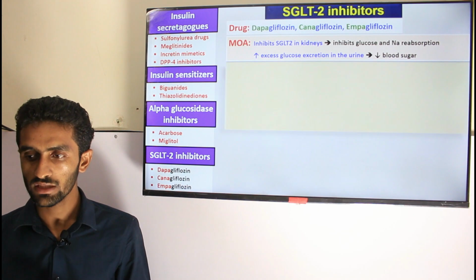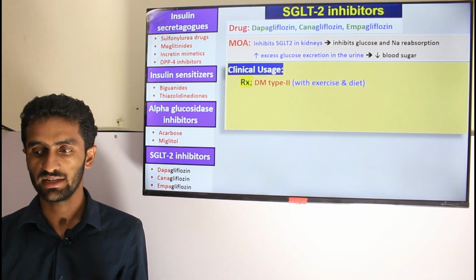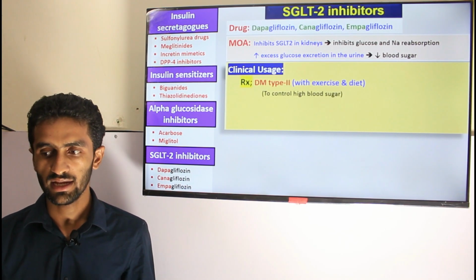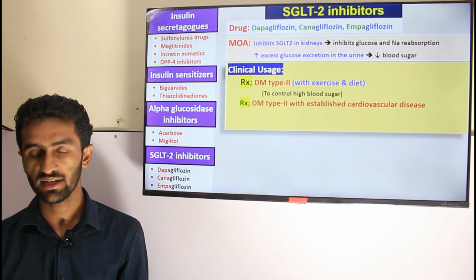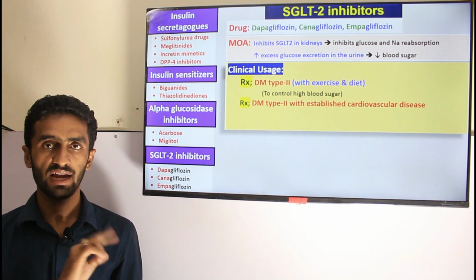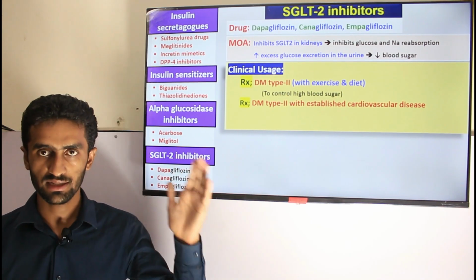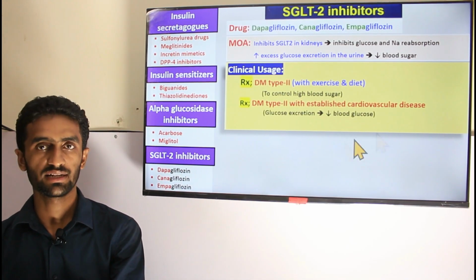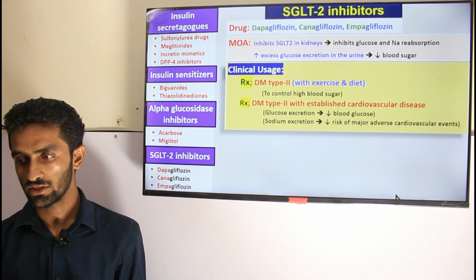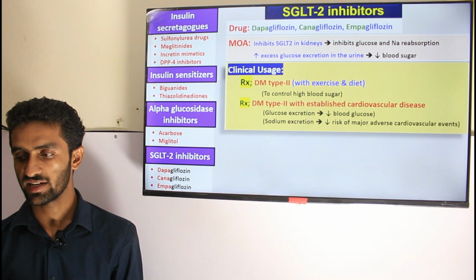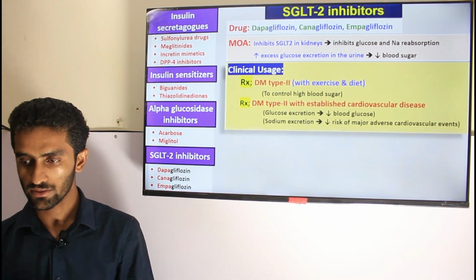Okay. And the clinical use is type 2 diabetes, with exercise and diet, to control high blood sugar because they increase the excretion of the glucose. And if there is established cardiovascular disease and diabetes, because excretion of glucose decreases the blood glucose, and excretion of sodium decreases the cardiac events. Okay, so they decrease the risk of major cardiovascular events.